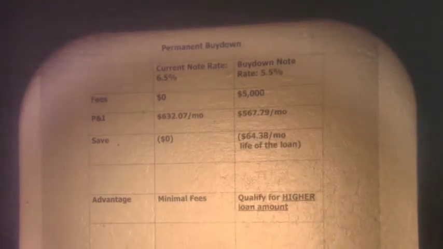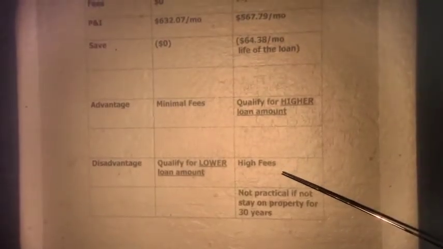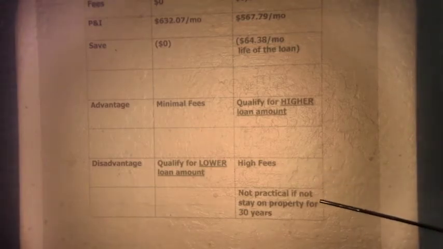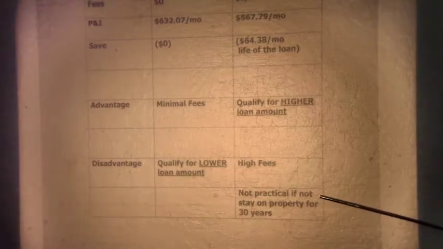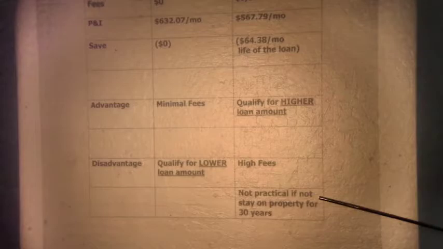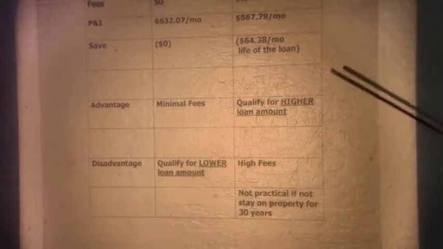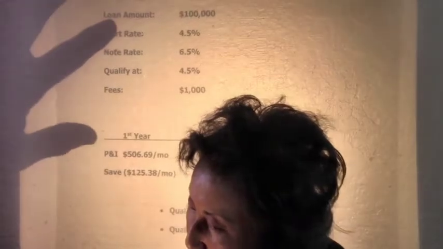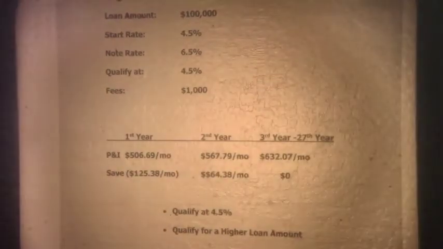Advantages and disadvantages. You pay a high fee, okay? You pay a high fee. The only thing I would say for this program is that if you intend to stay there for 30 years, then it's worth it. But if you're going to move and refinance within 10 years or 5 years, this money would not be worth it. So that would be a permanent buy down. The second one is a temporary buy down. Here's a temporary buy down right here.